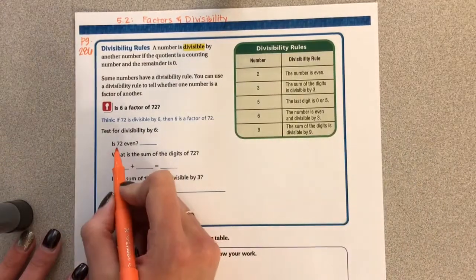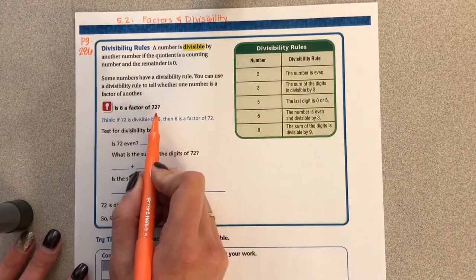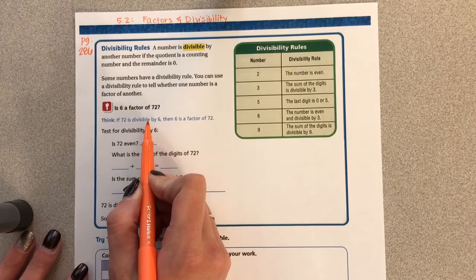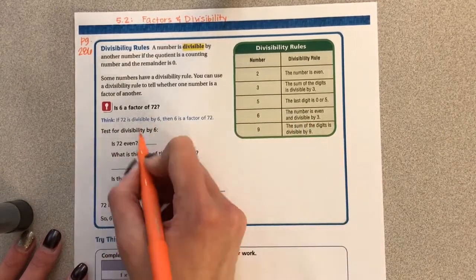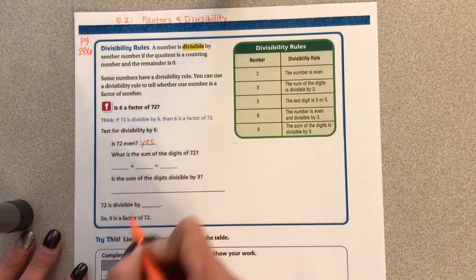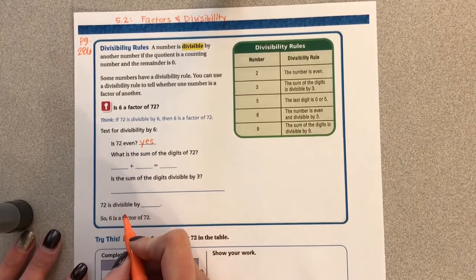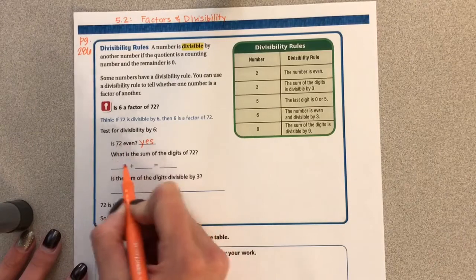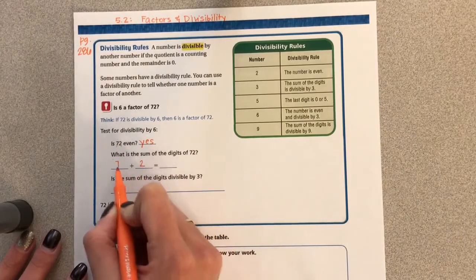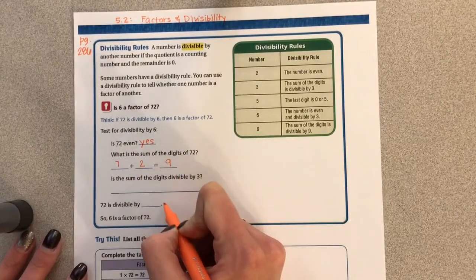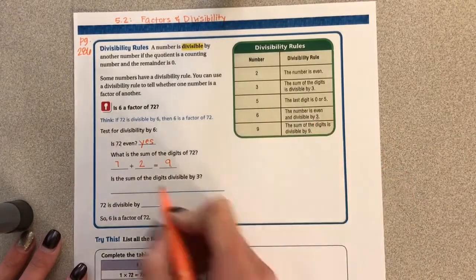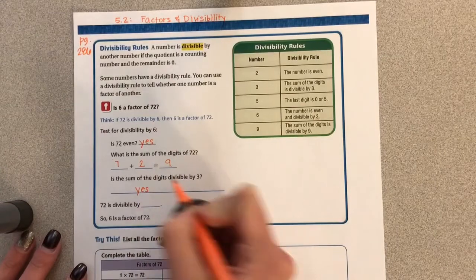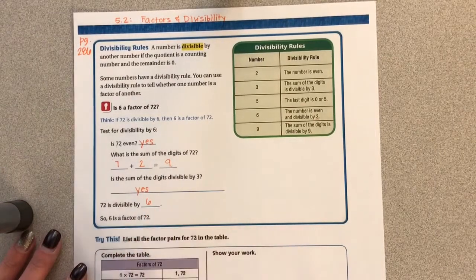So we would look at, is 6 a factor of 72? The divisibility rule for 6 is the number is even and divisible by 3. So is 72 even? Yes. And then what is the sum of the digits? I have my 7 and my 2, those are my 2 digits. So 7 plus 2 is 9. Is 9 divisible by 3? Yes. So that means 72 is divisible by 6, so 6 is a factor of 72.